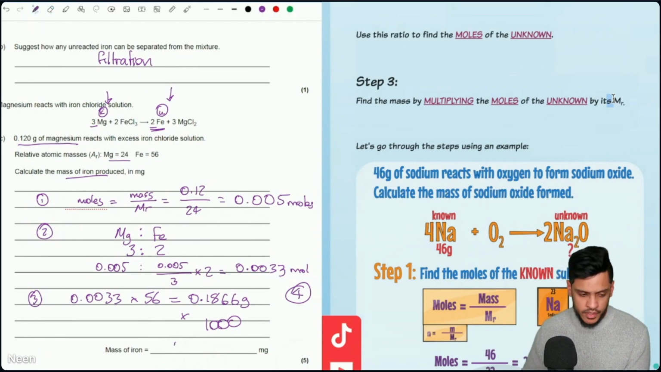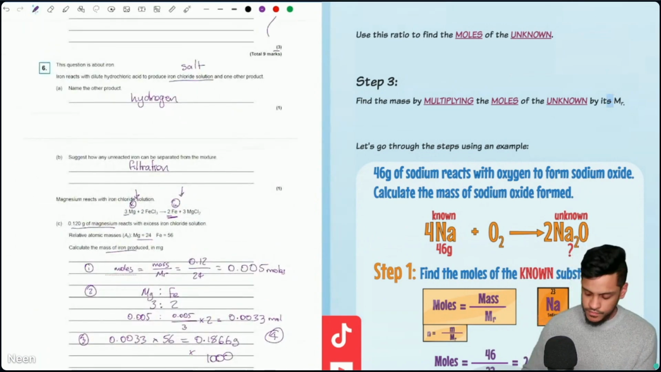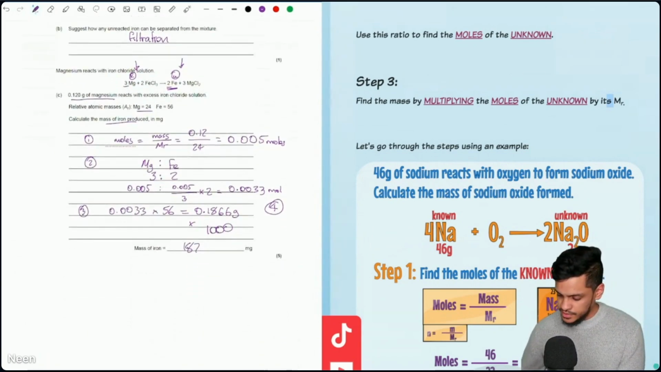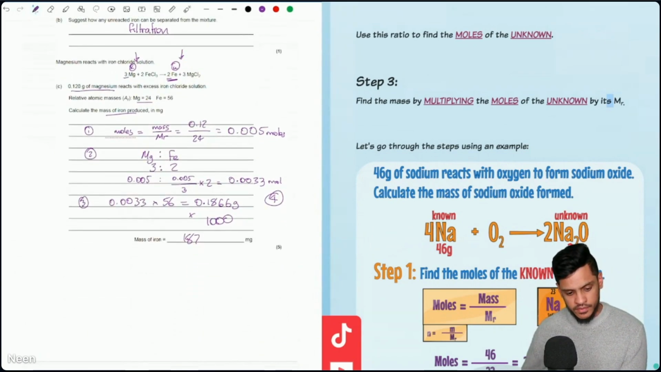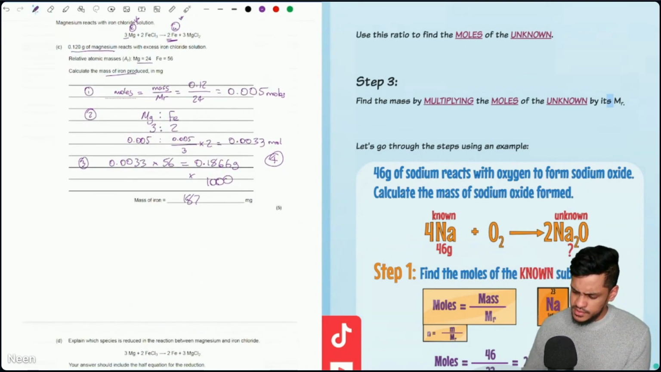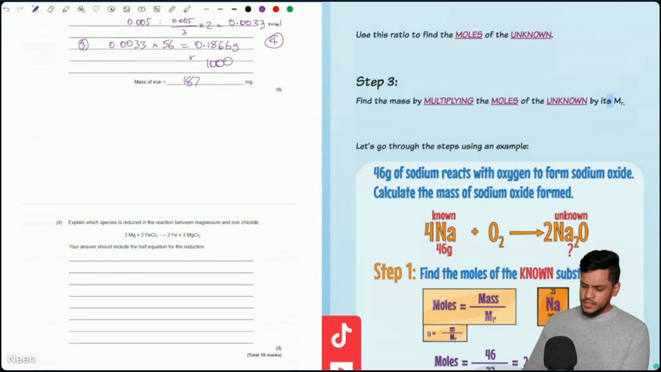That gives you 187 milligrams. How much time do I have left? 4 minutes. Okay, that should be enough. Yep, the answer is 186 milligrams. 187, I think you've got to round it up if you use the full numbers, because it's 66. So it'll be rounded up to 187.